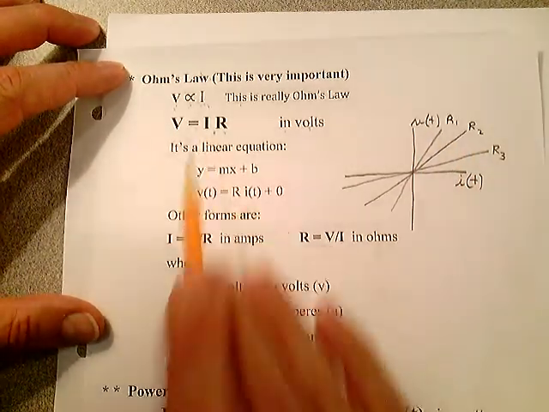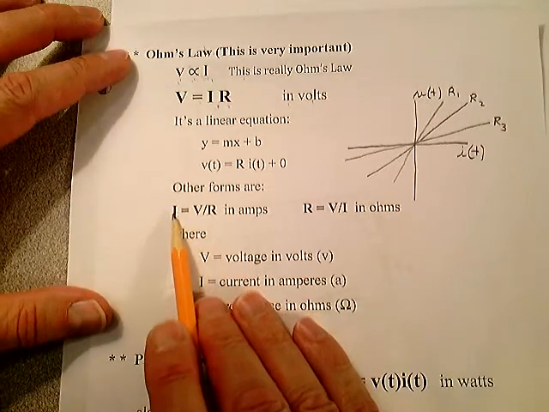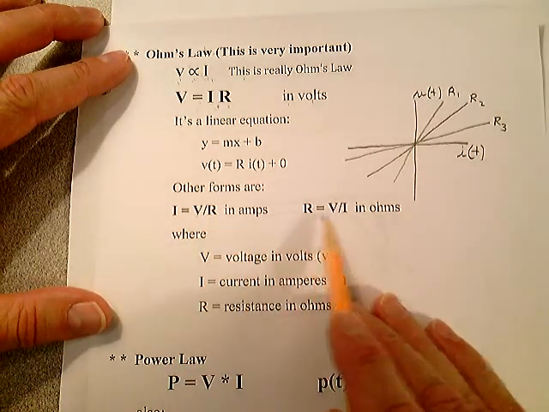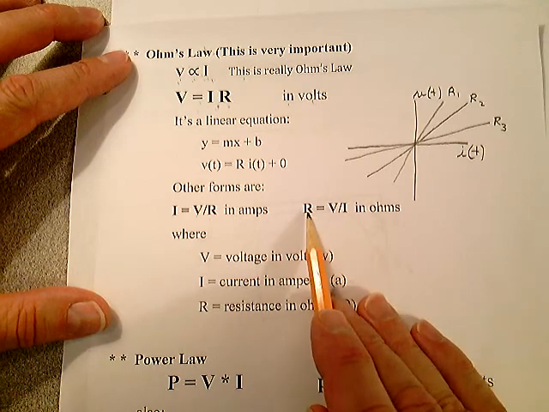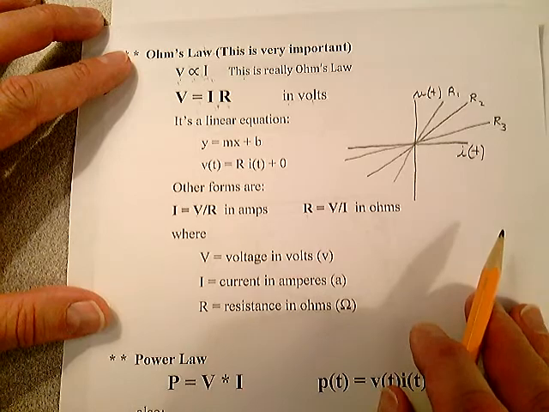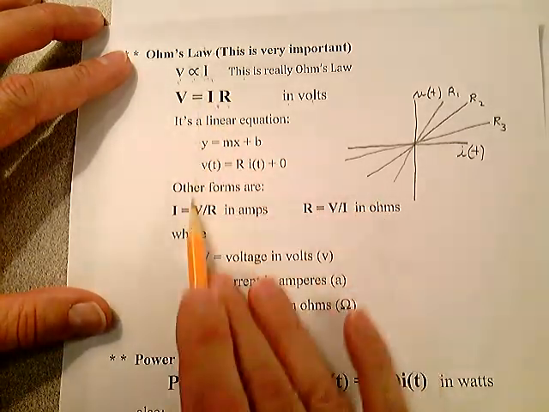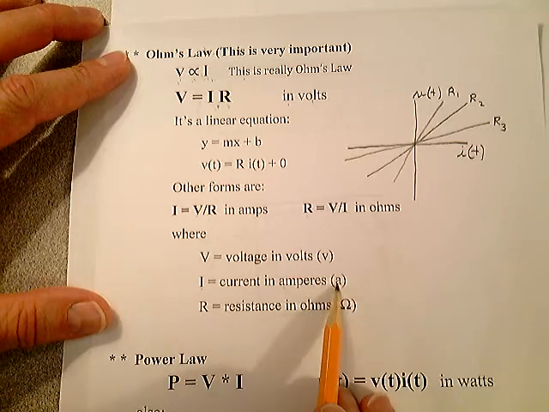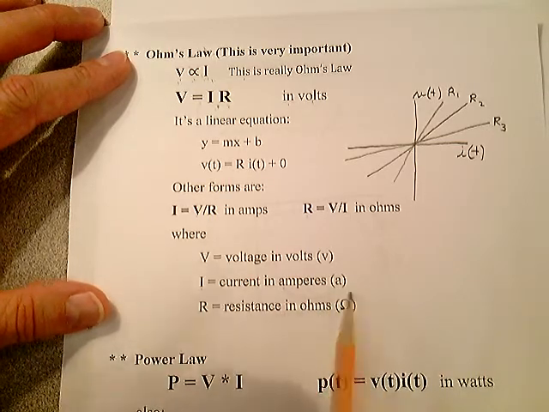Other forms of this equation isolate current. You get current is equal to voltage over resistance, and that's in amps. Or if you know the voltage and the current, you can say resistance is equal to voltage divided by current, and that's in ohms. Where in all these three equations, V is the voltage in volts, I is the current in amperes, and R is the resistance in ohms.